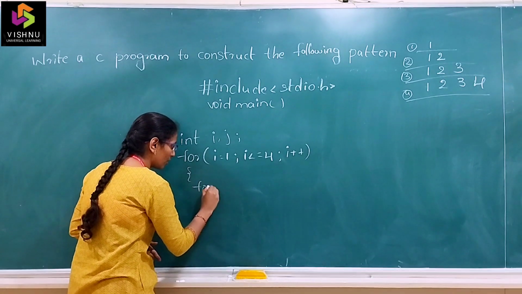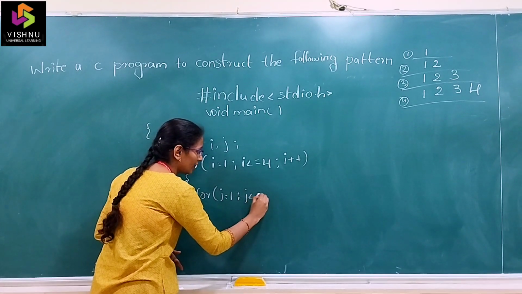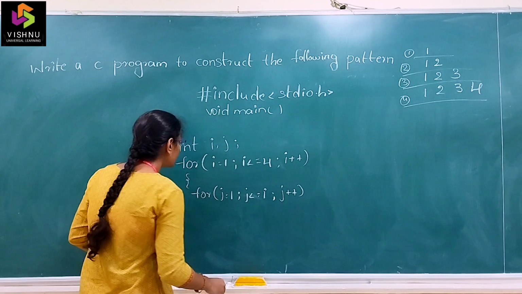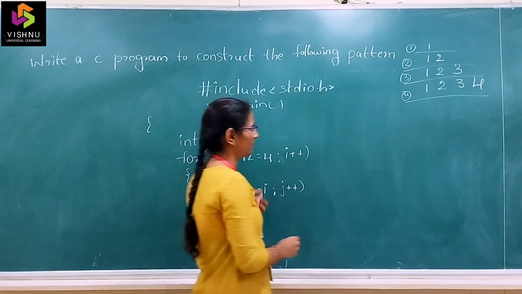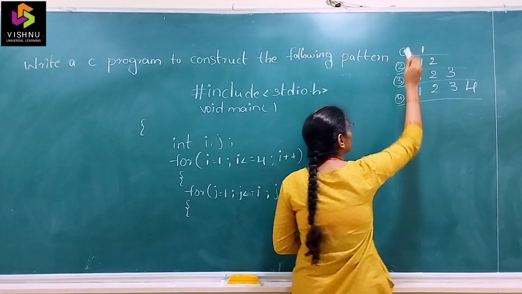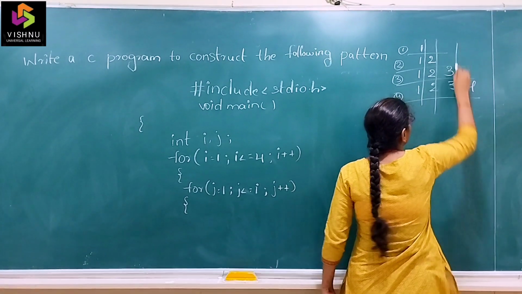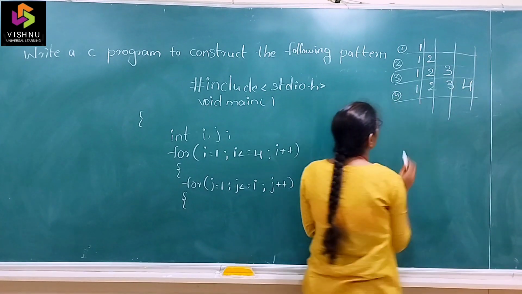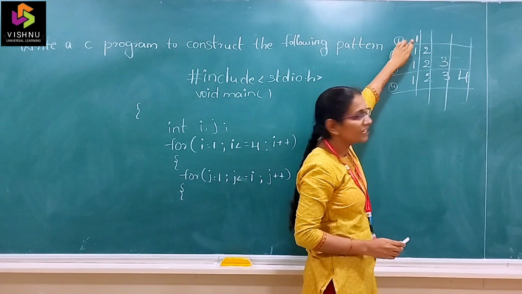Next for loop is for columns: for j equals 1, j less than or equals to i, j plus plus. Next, I give the condition for columns. The value in the first row is 1, and it is the first column also. As we look at this, it is the i value, right? For i equals 1, the first row contains one element.